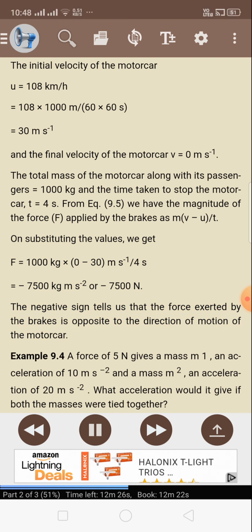a mass m2 an acceleration of 20 m/s². What acceleration would it give if both the masses were tied together?